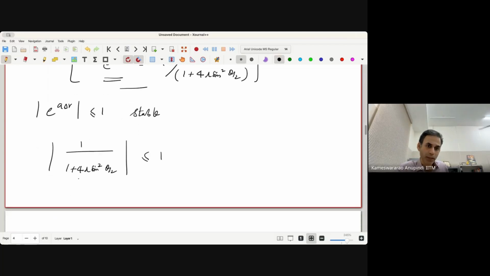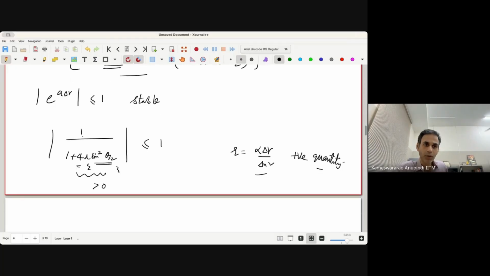We know that 4 is always positive. Sine square theta by 2 is also always positive, right? R is always positive because R equals alpha delta t by delta x square. This is always a positive quantity. So as a result, this entire thing is greater than 0. What would be 1 by 1 plus some positive quantity? This will always be less than or equal to 1, right? Because you're dividing 1 with a quantity that is larger than 1 and positive. So as a result, this will always be less than or equal to 1.